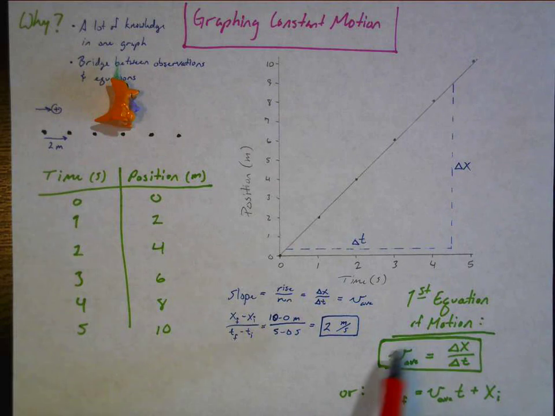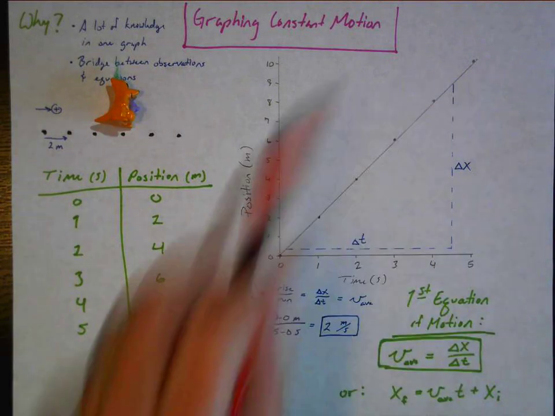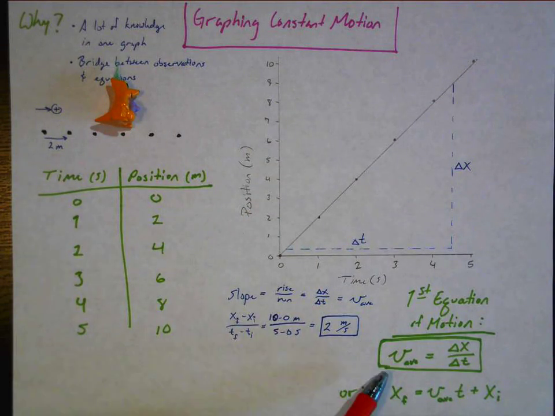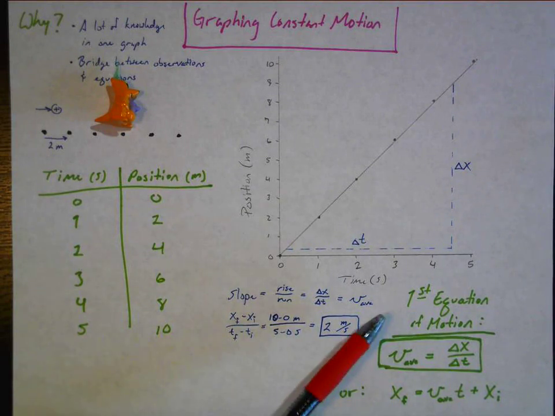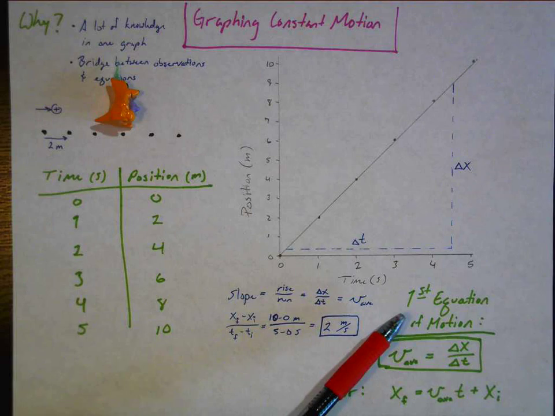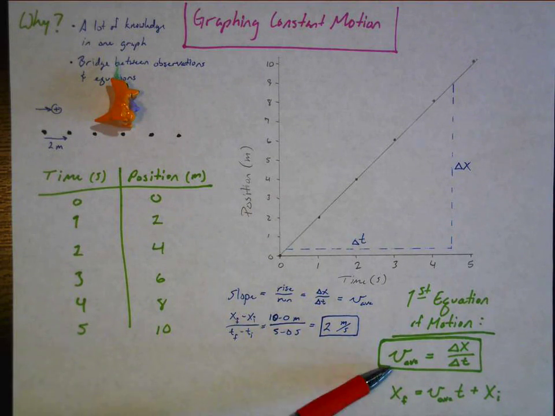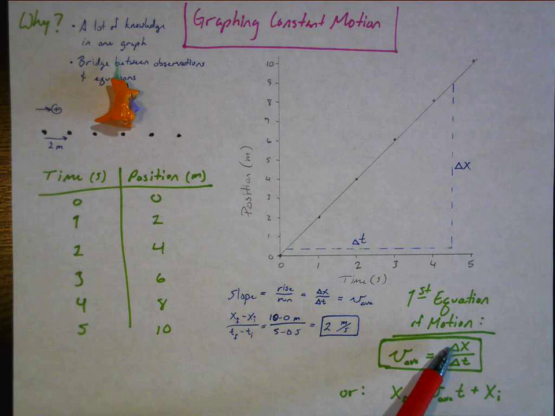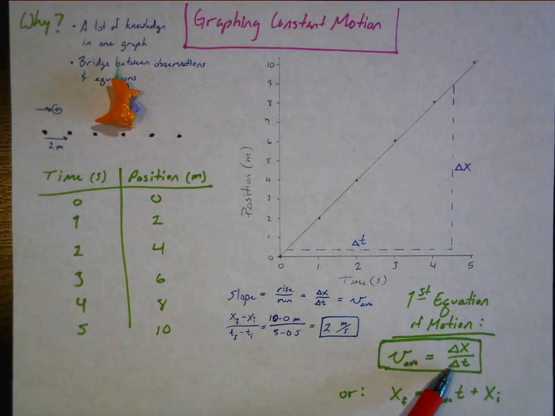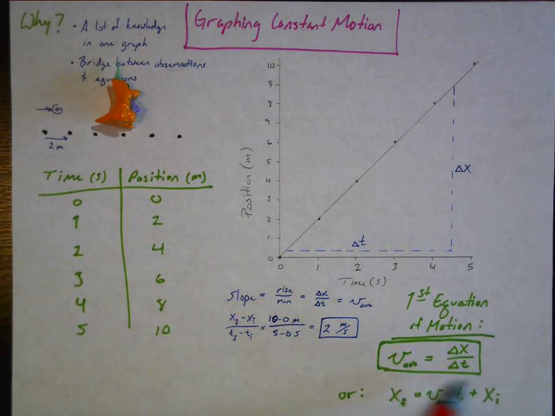But from the graph, we have an equation that's going to be really important to us, and I want you to remember this very, very well. We're going to call this the first equation of motion, and there are going to be several others. Average velocity is equal to displacement divided by time, or average velocity is equal to delta x divided by delta t. You can say that either way.